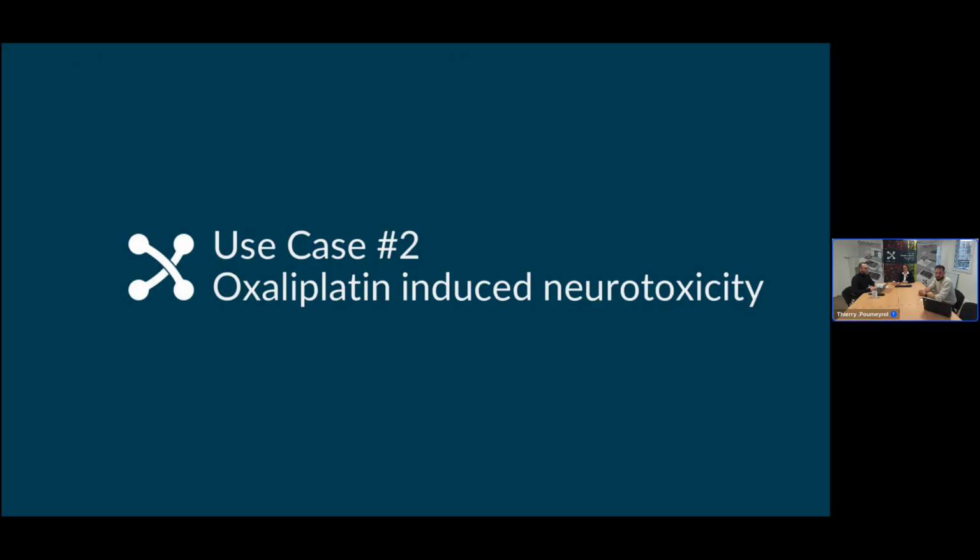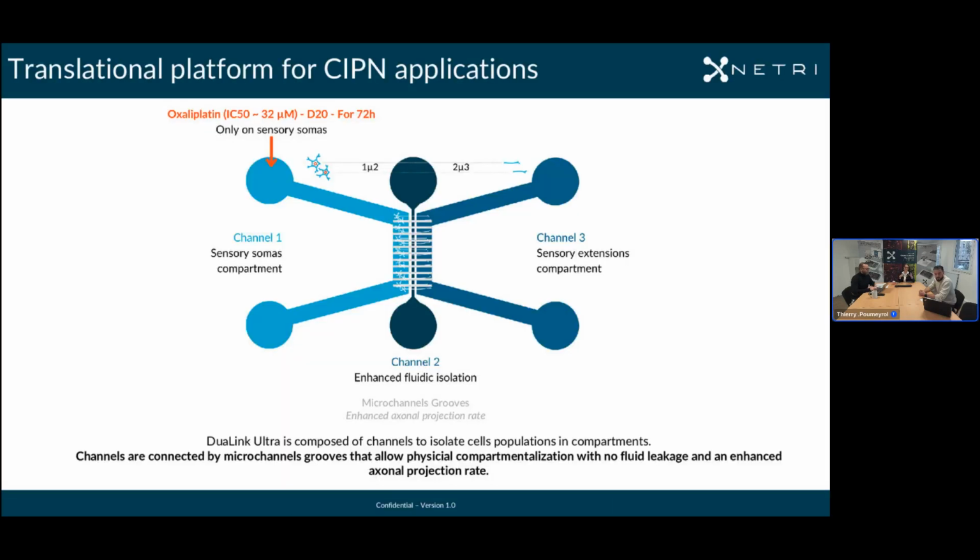Second use case: oxaliplatin-induced neurotoxicity. Oxaliplatin has a different mode of action, and the main one reported to induce toxicity is that it binds DNA, creates issues with translation, and accumulates and disturbs the protein machinery of the cells. This is how it will have a toxicity.